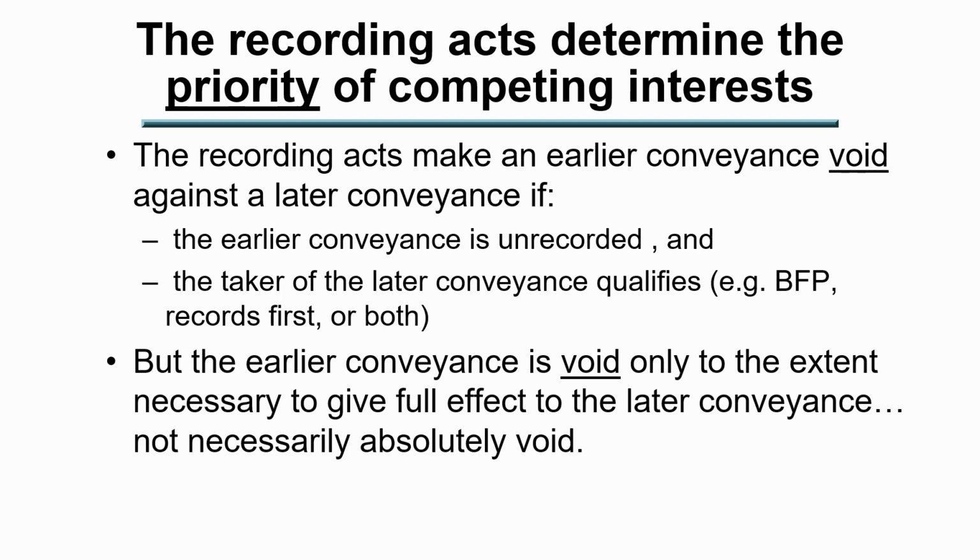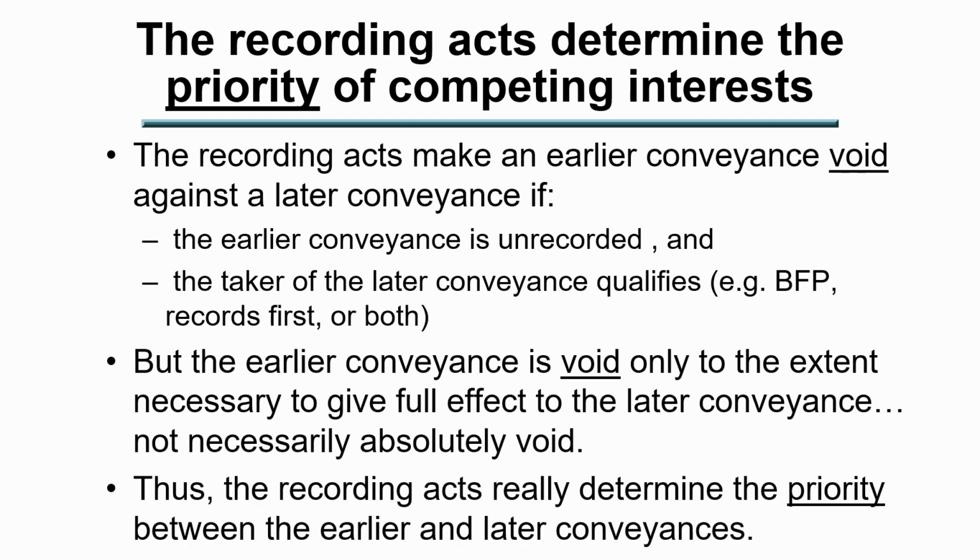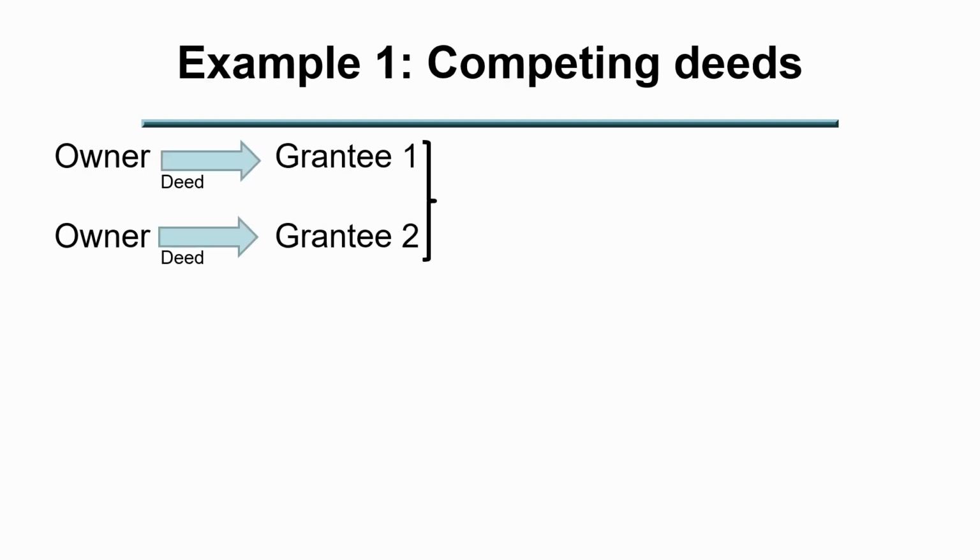Now, if the later conveyance is a deed, then the prior conveyance will be absolutely void. But if the later conveyance is something other than a deed, it won't necessarily make the earlier conveyance absolutely void, but only void to the extent necessary to give full effect to the later conveyance. So what the Recording Acts really do is determine the priority between the earlier and the later conveyances. We're going to look at some examples of that principle. The first example is the one we've already talked about, where there are two competing deeds, one to grantee number 1 and a later one to grantee number 2.